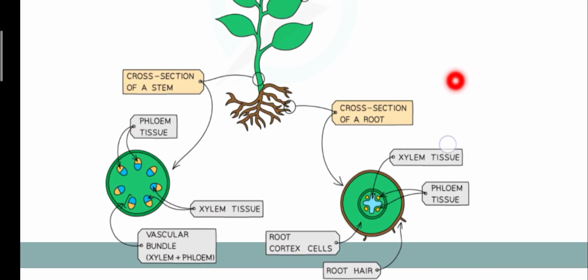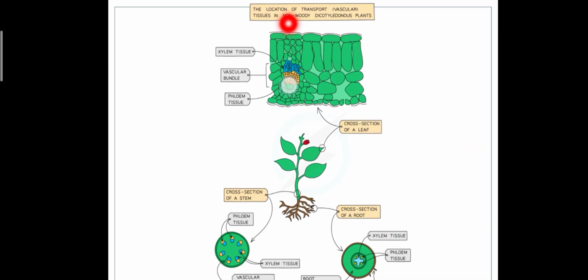Similarly, this one is showing the cross section of the root of the plant. Here we can see the xylem tissues and the phloem tissues, and these are showing the root hairs, and we can also see the root cortex cells. So this whole diagram is showing the location of transport or vascular tissues in non-woody or dicotyledonous plants.